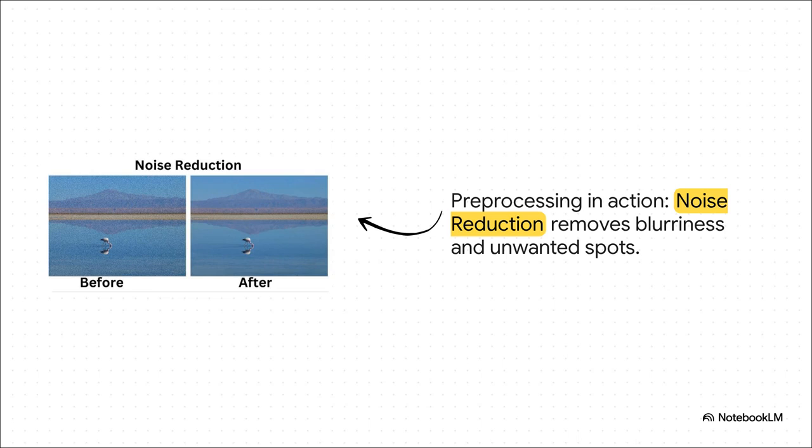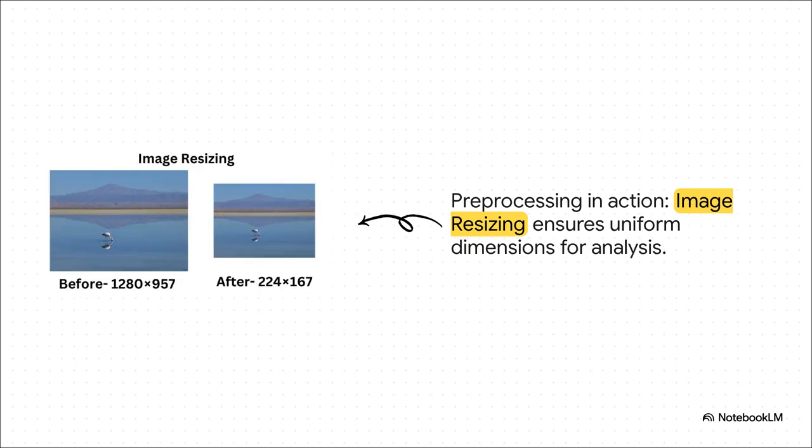Here's a perfect example. Look at the image on the left. It's grainy, it's noisy. Then look at the right, after noise reduction. So much crisper and clearer, right? Getting rid of all that blur and those random spots makes it way easier for an algorithm to pick out what matters, like the flamingo and the mountains in the background. Another key task in pre-processing is just simple resizing. Machine learning models, they like consistency. They often need every single image to be the exact same size. So all the images get resized to the same dimensions to make sure the model can process them without any hiccups.